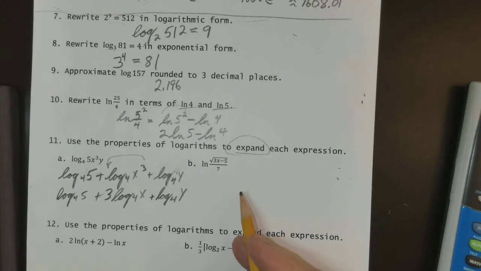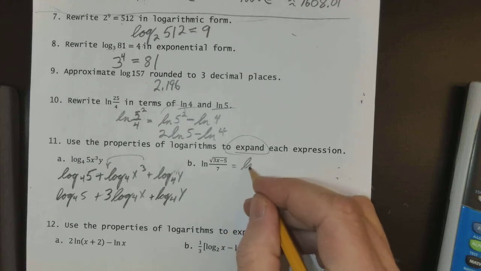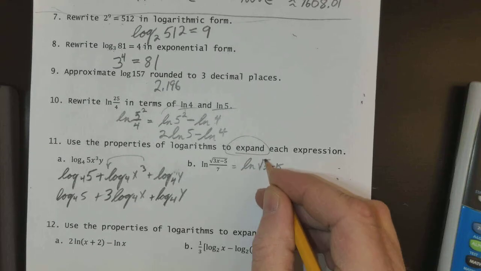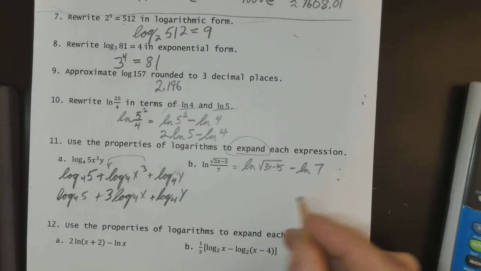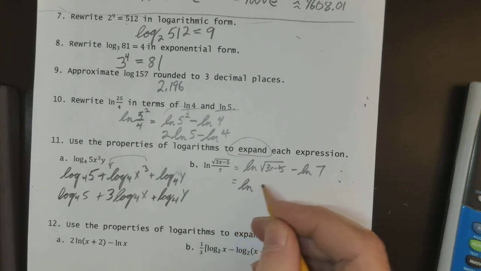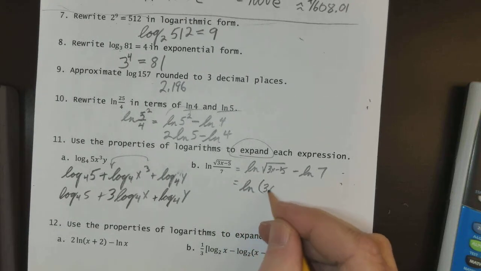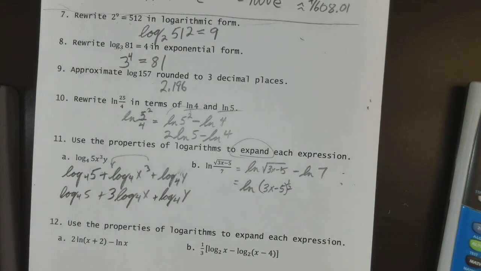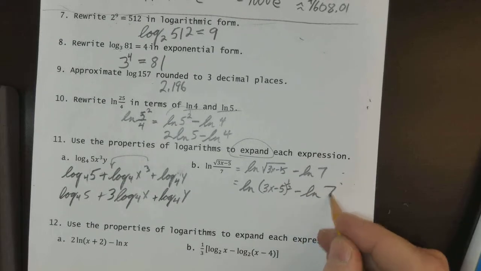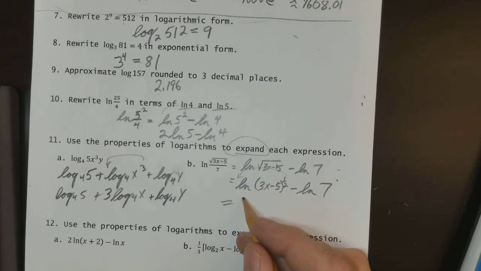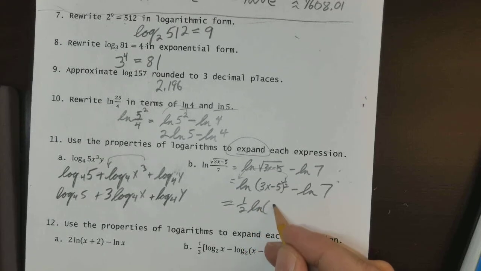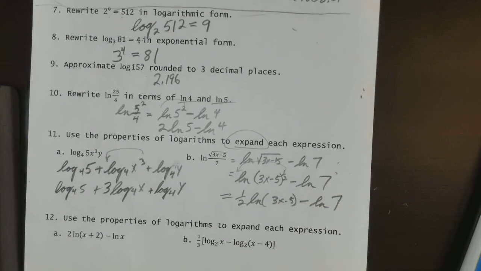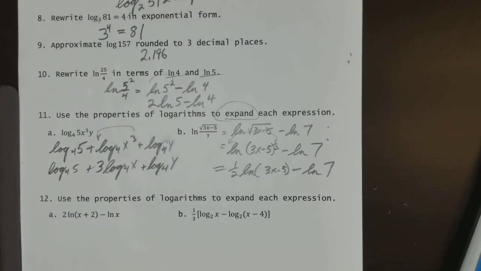Now B, I'm going to write this as the natural log of the square root of 3x minus 5 minus the natural log of 7. And I'm going to use power here. 3x minus 5 is to the half power. Square root is a half power, minus natural log of 7. And I'm going to pull the 1/2 out front. 1/2 times the natural log of 3x minus 5 minus the natural log of 7. That's where I would like to go with that one.